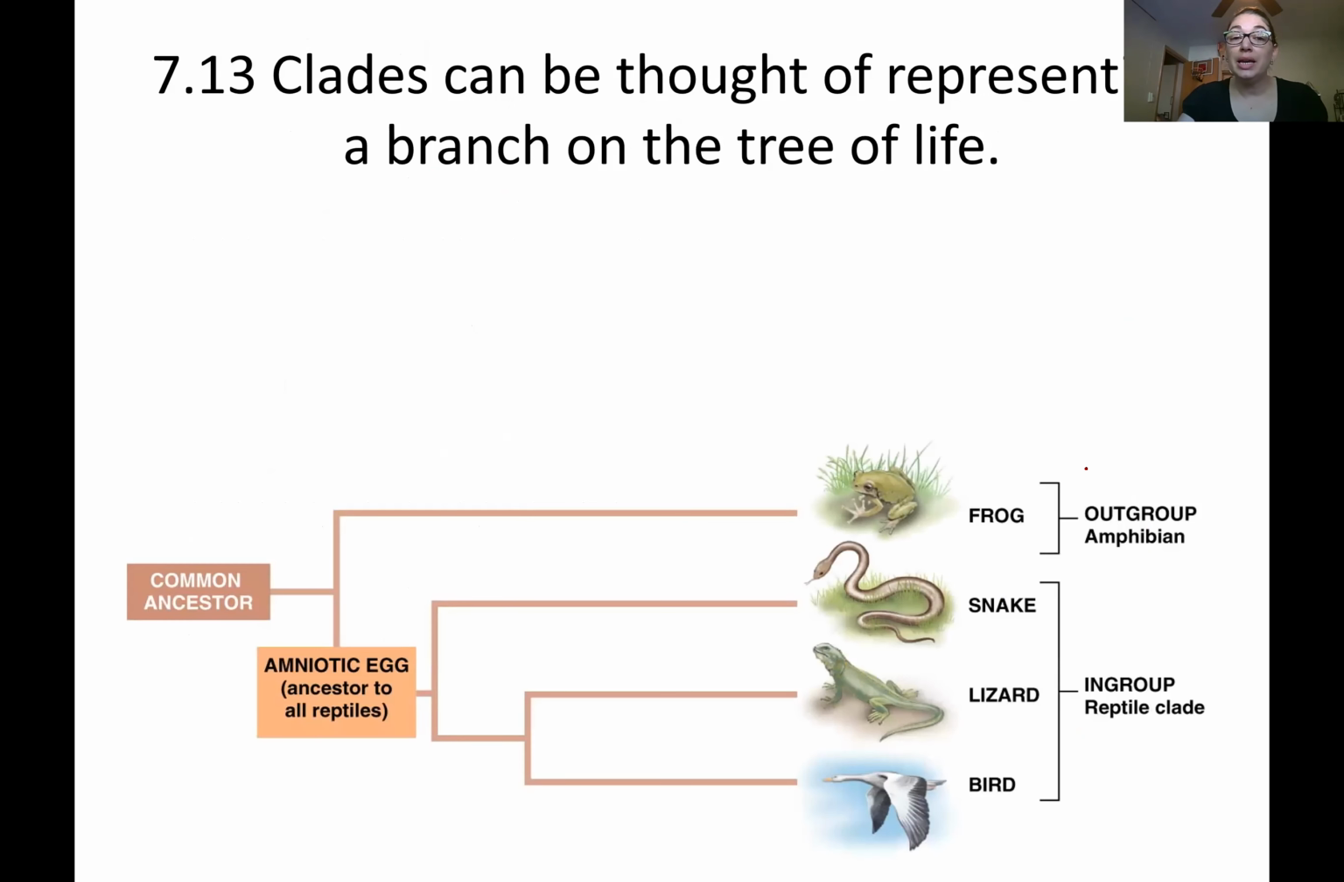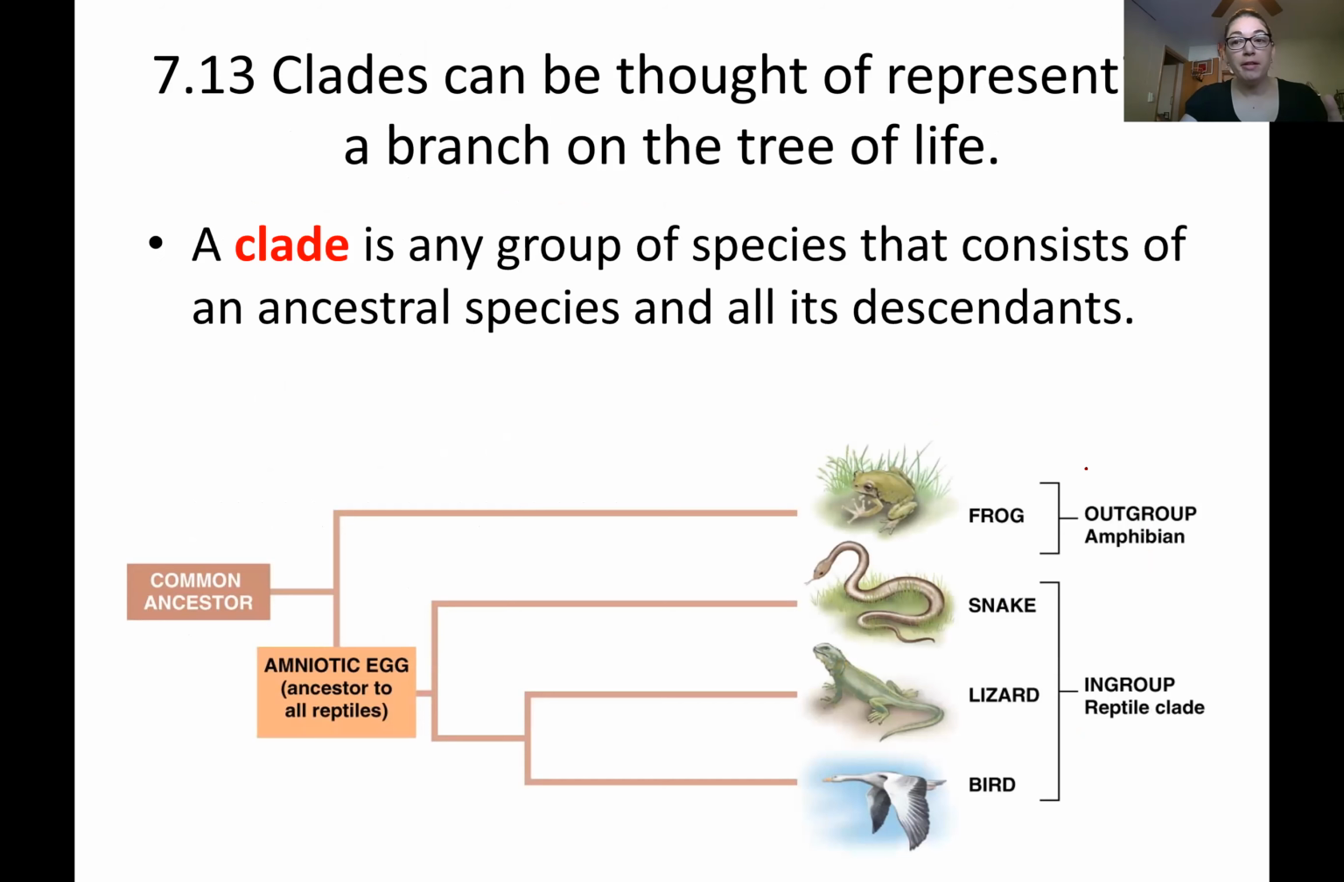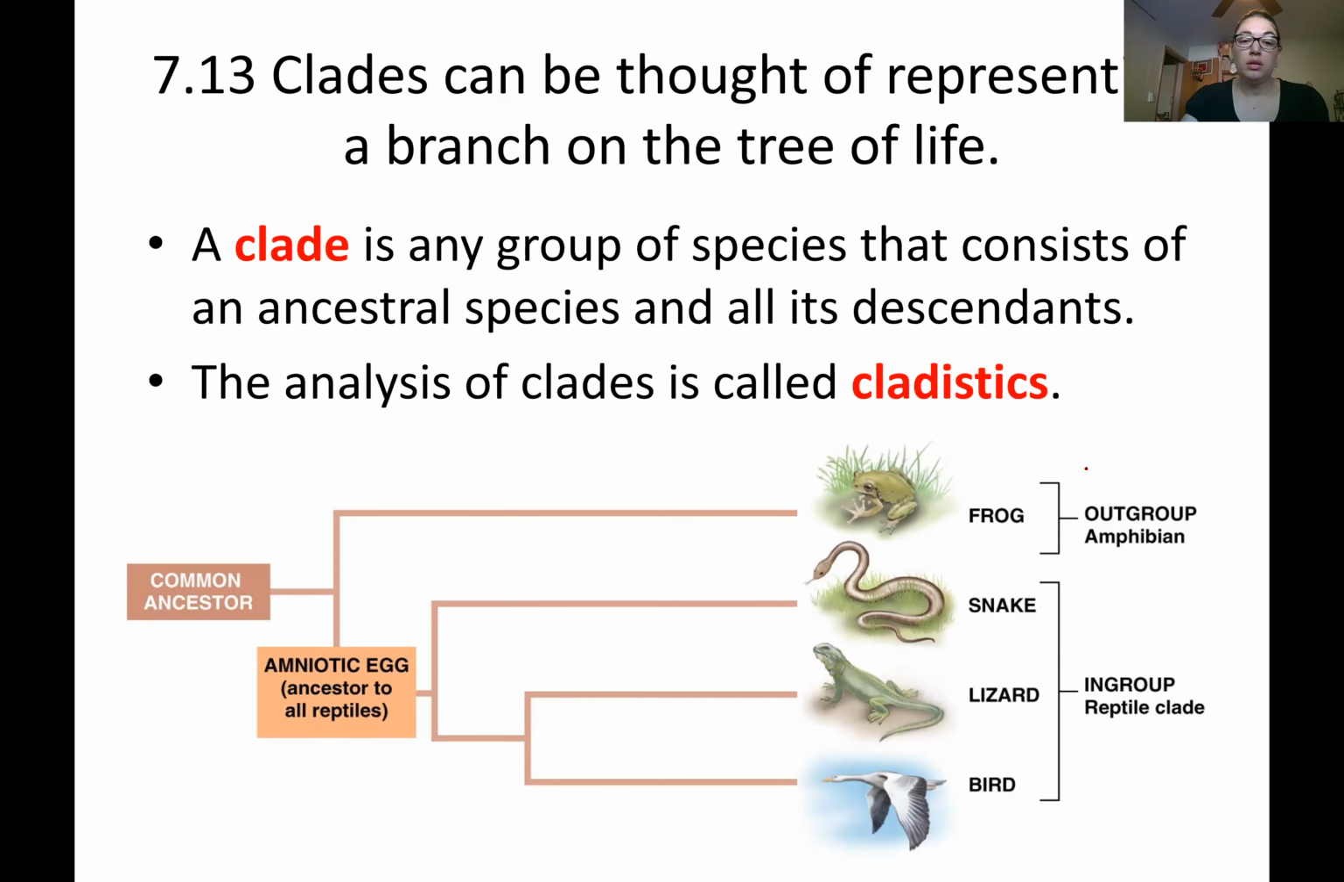So we can use what's called clades that represent a branch in the tree of life. So a clade is any group of species that is made up of ancestor species and all of its descendants. So in this example, we have a clade. Oh, by the way, the analysis of clades is called cladistics. And you are able to take a group of organisms, and they're grouped based, in this example, on what type of egg they have. Amniotic egg, all the organisms that have amniotic eggs would branch off of here.